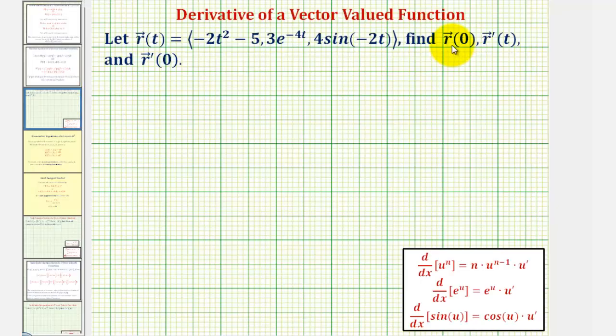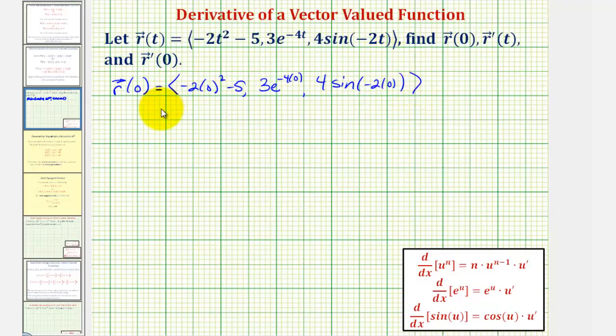Let's begin by determining r of 0. To find r of 0, we'll substitute 0 for t in r of t. So we'd have negative 2 times 0 squared minus 5 for the x component. The y component would be 3e raised to the power of negative 4 times 0. And the z component would be 4 times sine of negative 2 times 0.